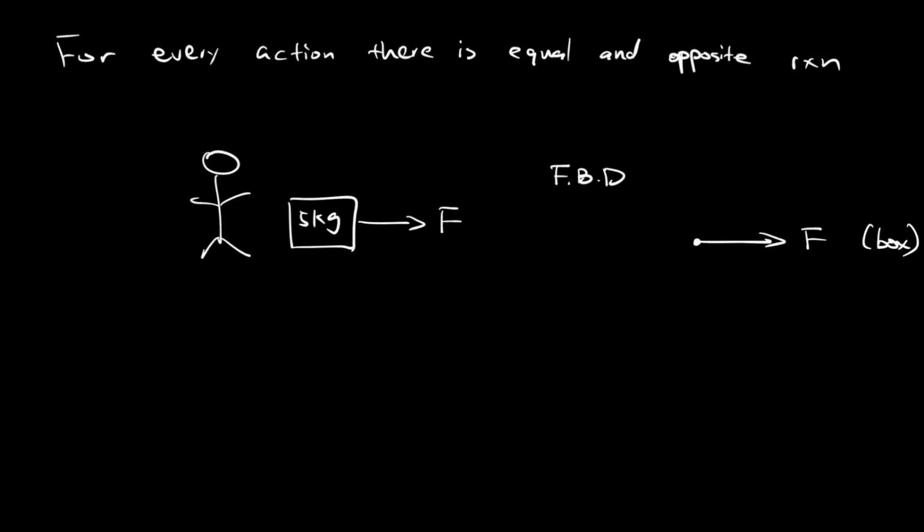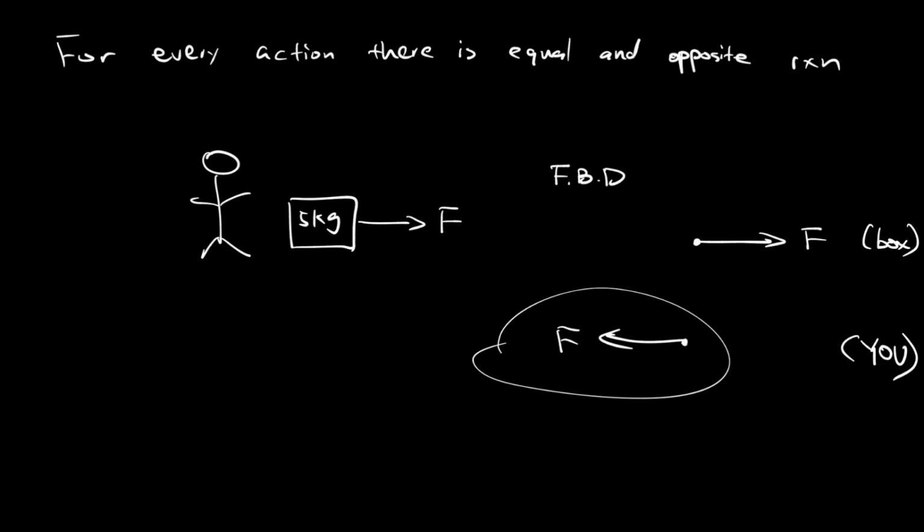What Newton really meant is that the equal and opposite force that the box exerts back is on you. So here's the FBD of you. This is what Newton meant. So the box will exert a force on you. That's why earlier I said it's very important to understand that you can't exert a force on itself. So you feel a force in the opposite direction that is equal.